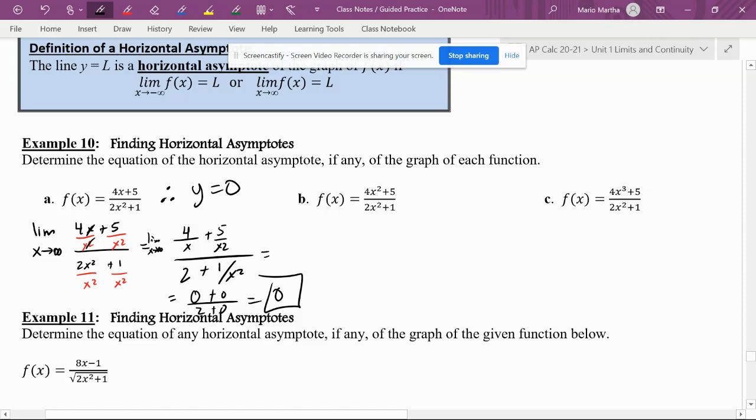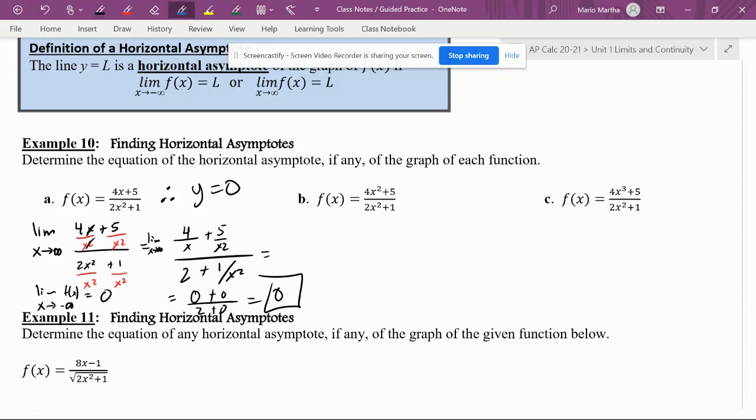And again, if you do the opposite side, you'll notice it's going to be the same thing. If we do the limit as x approaches negative infinity of the function f of x, it also goes towards 0. So I'll leave that up to you guys.